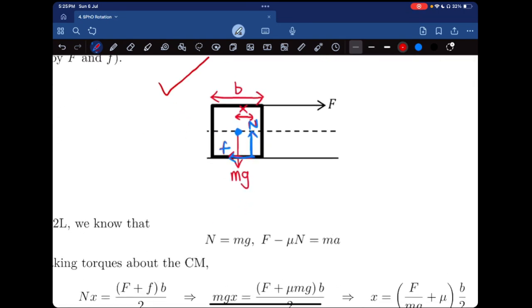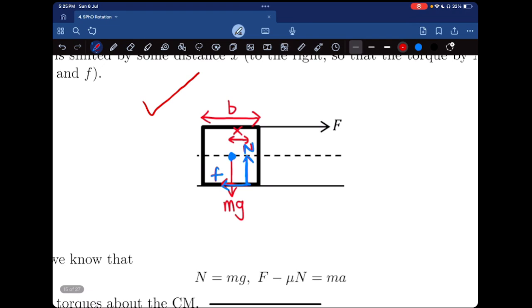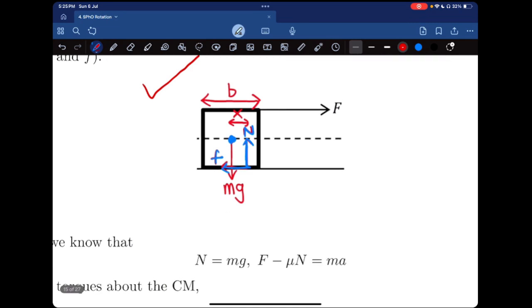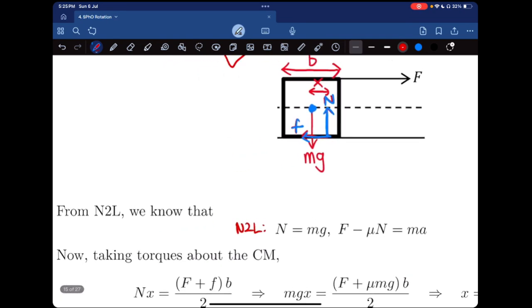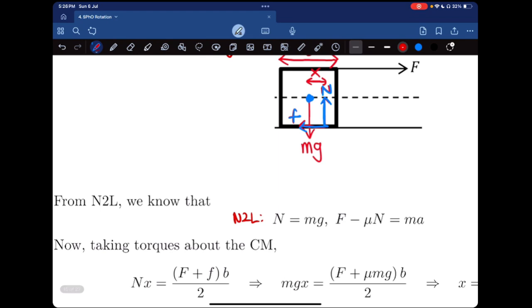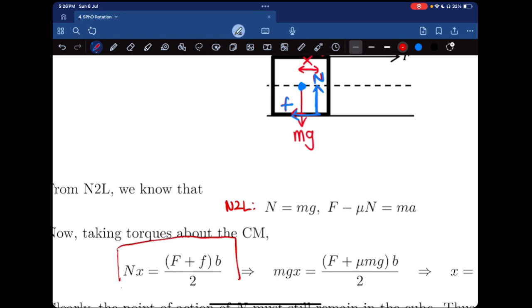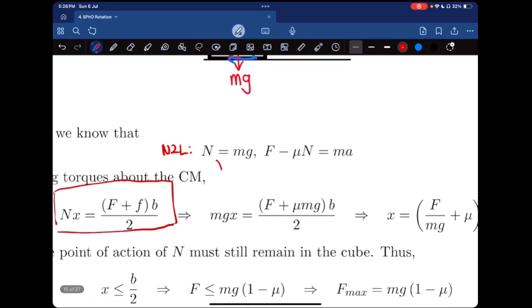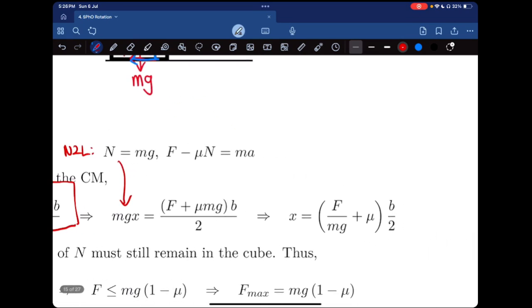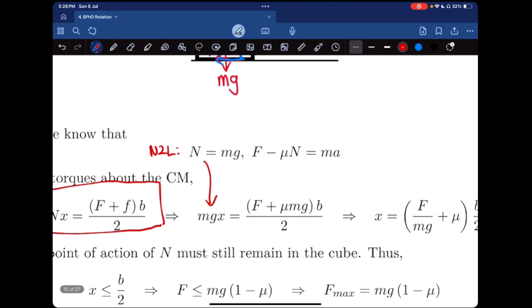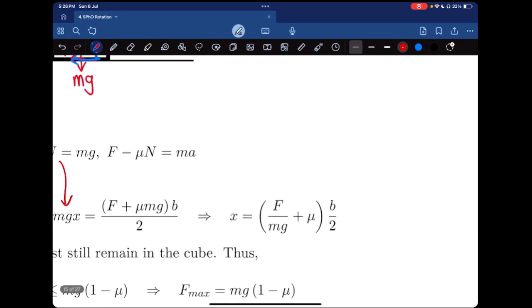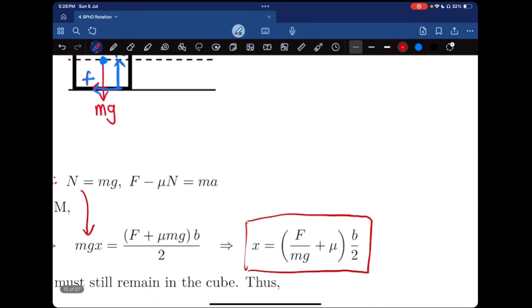So now, with this correct free body diagram, assuming that your point of action of N is shifted by x, then of course by Newton's second law you have these two equations. And if you take torques about the CM, you balance out your torque by N and your torque by big F and small f, you get this. And you can sub in N here, and sub in everything here, and simplify it to this. And this gives you the amount of shift that your normal force actually has with respect to the center.